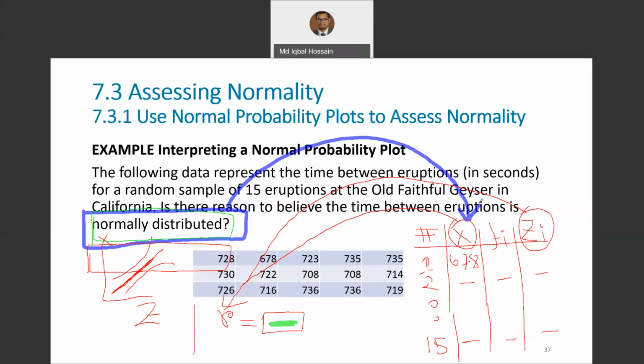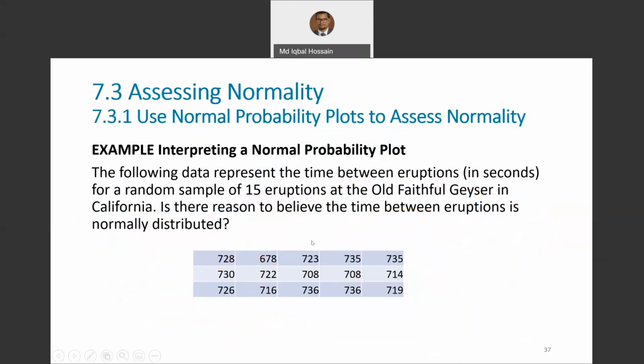If the R value we find here is greater than the critical value, then we are saying the data is normally distributed. But if the R value is less than the critical value, then we are saying the data is not normally distributed. This is clear. You can watch it again and again if it's not clear. Okay, so let's move on.